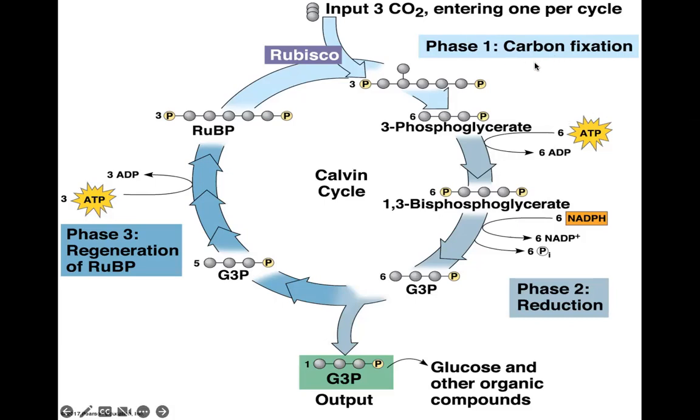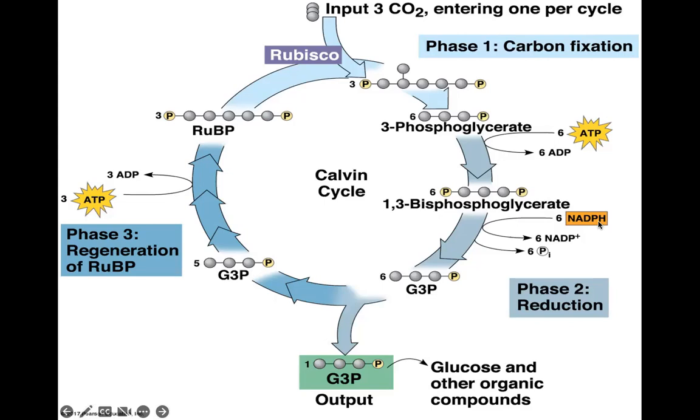So we have our phase 1, our carbon fixation. And here we have our 3-phosphoglycerate. We have 6 ATP come in and they go to 6 ADP. So our 3-phosphoglycerate goes to 1,3-bisphosphoglycerate.